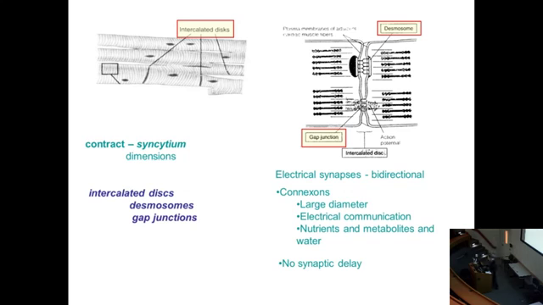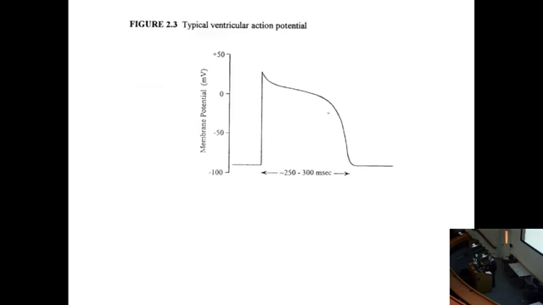So when we say it's a functional syncytium, you may conclude from that if I fire an action potential in one, I'm probably firing an action potential in all of them, okay, eventually. And that's what we mean by the spread of an action potential. It spreads from cell to cell, cardiac cell to cardiac cell, through these gap junctions, through these electrical synapses, okay?